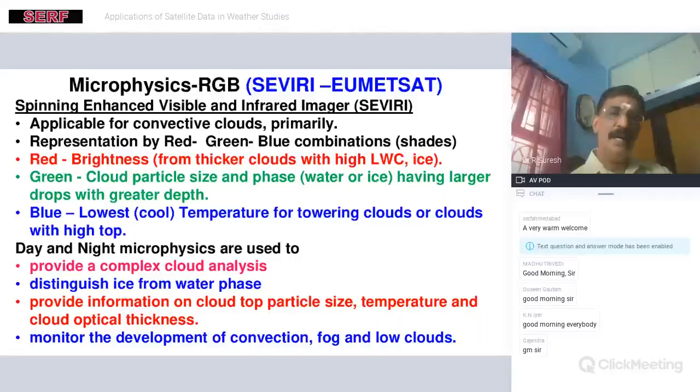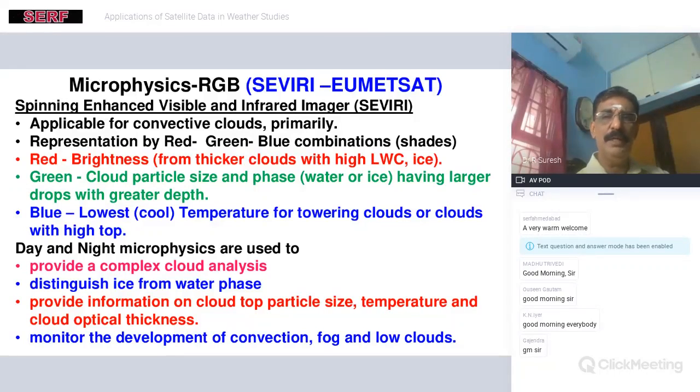Now, as the product generation, because we are still in the image interpretation and product generation, the microphysics are put in terms of red, green, and blue color RGB code, and the first one we are going to take up is the severity product of EUMETSAT, the Spinning Enhanced Visible and IR Imager. This particular sensor, and the data and derived products from it, are useful for convective clouds especially. And the display is appealing for the way in which we want to interpret.